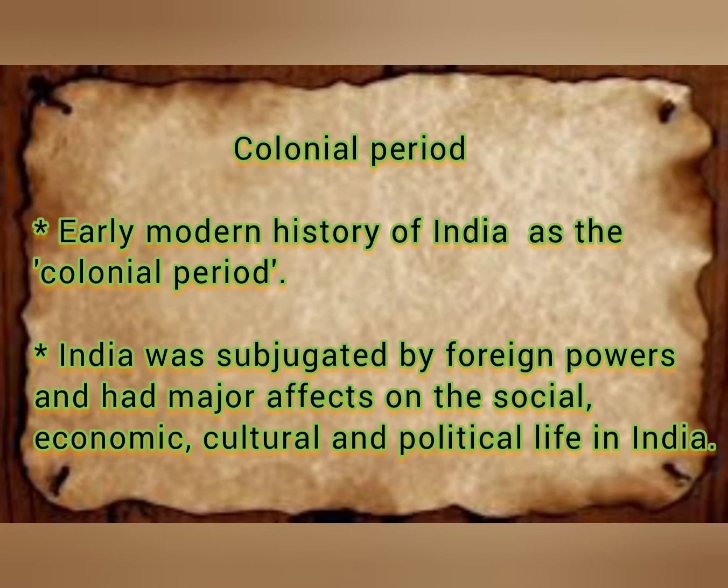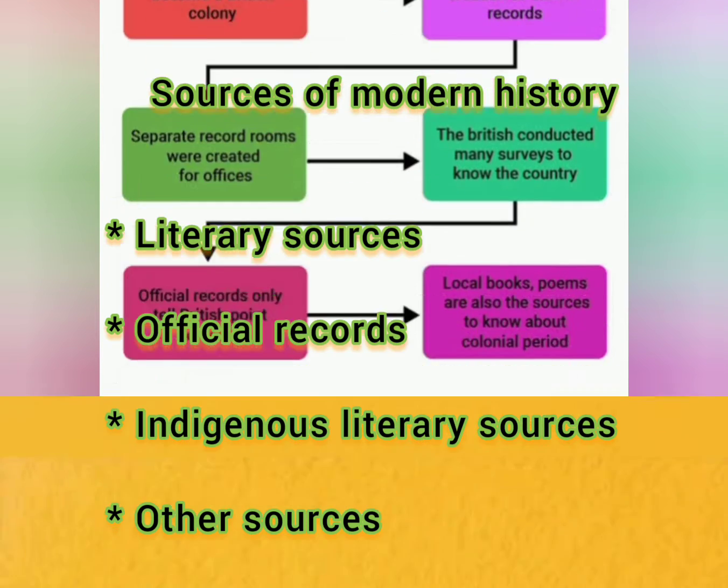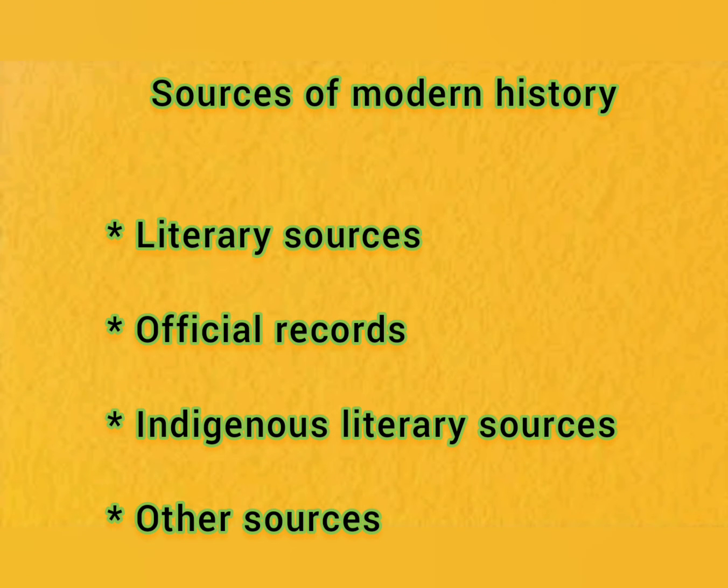Now let us learn about the colonial period. Early modern history of India is called the colonial period. India was subjugated by foreign powers, which had major effects on social, economic, cultural and political life. Now you can see the colonization chart. Colonization led to the creation of official records. Those official records were only to tell the British point of view. Now let us see about sources of modern history.